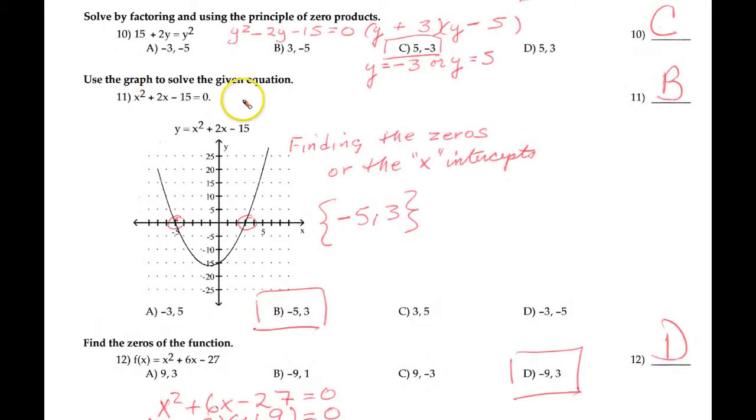Use the graph to solve. So again, you're finding the zeros, or in a sense, the x-intercepts. And it's a negative 5 and a positive 3. When it's like this, it's so easy. If you factored that, you would factor it into that as well. Okay. Raise it up some more.